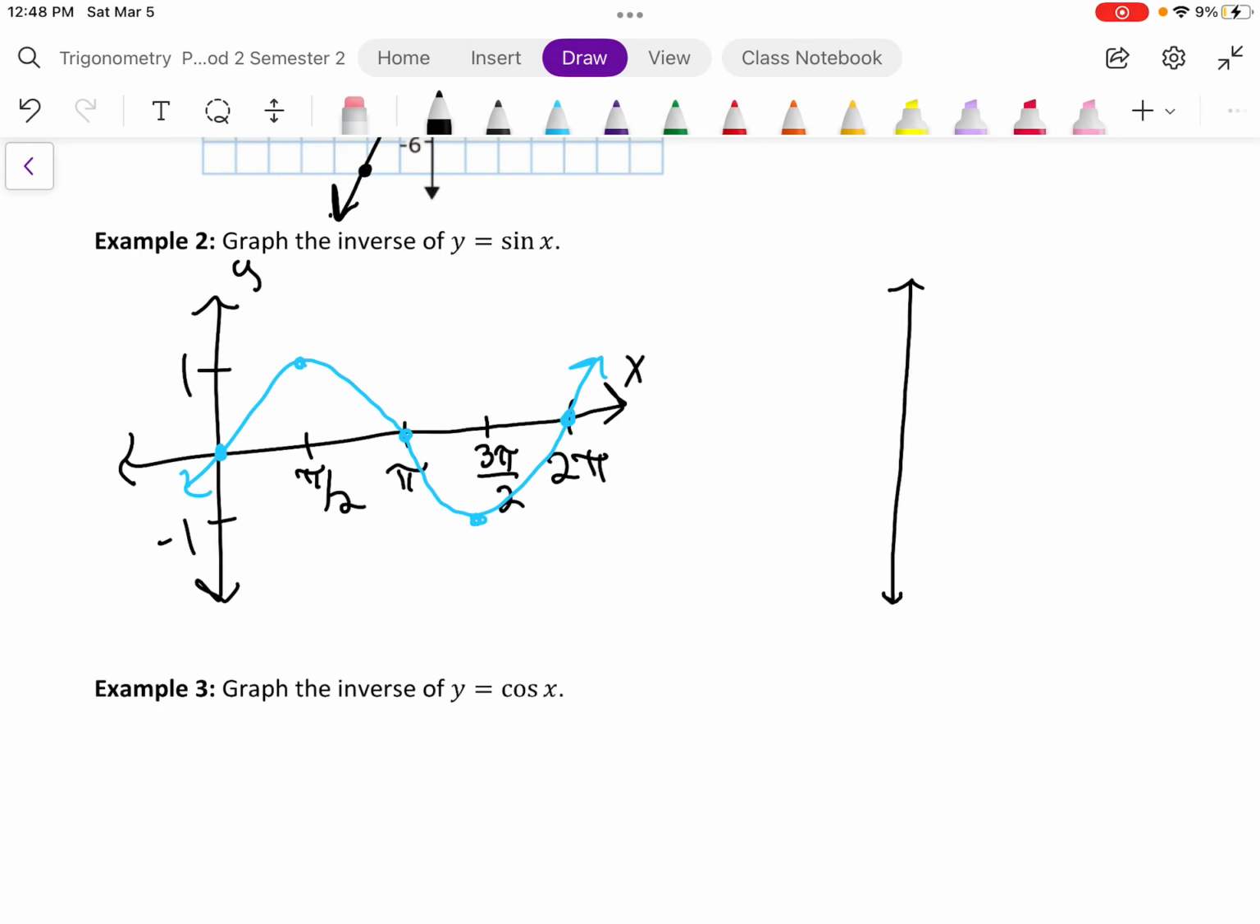So instead of having the pi over 2, pi on the x-axis, that's going to change to our y-axis. So here we can have pi over 2, pi, 3 pi over 2, and we'll extend it as we need. Negative pi over 2, negative pi, and negative 3 pi over 2.